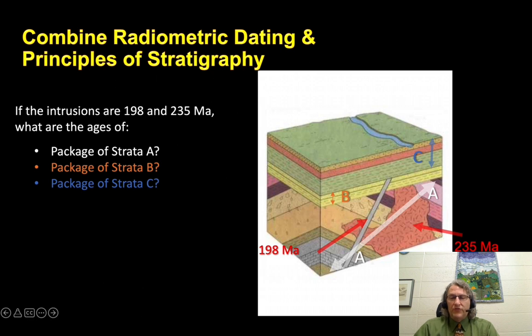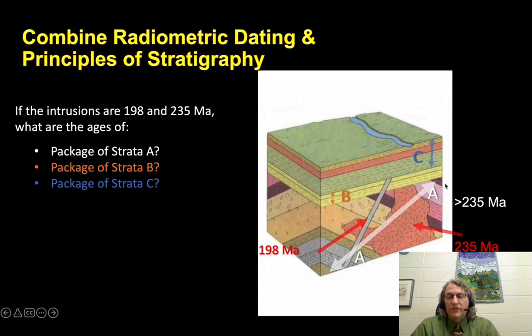So here we have this block of strata we saw before, and now we've added some information, and that is that this body of igneous rock is 235 million years old based on radiometric dating, and this body of igneous rock here is 198 million years old based on radiometric dating. In reality, there's plus or minus a certain amount. So now what does that tell us about the ages of this set of strata A, so the tilted beds down here, the set of strata B, and the set of strata C?